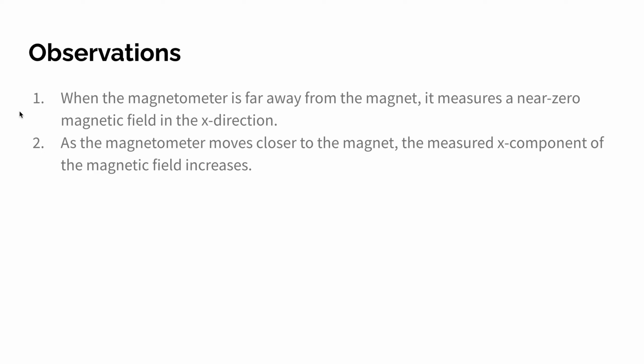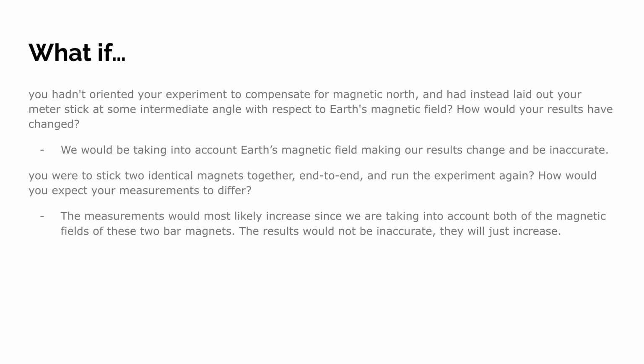These are two observations that were made in this lab. When the magnetometer is far away from the magnet, it measures a near zero magnetic field in the x direction. And also we have this observation, which is that as the magnetometer moves closer to the magnet, the measured x component of the magnetic field increases.